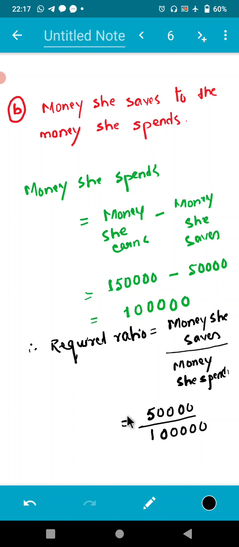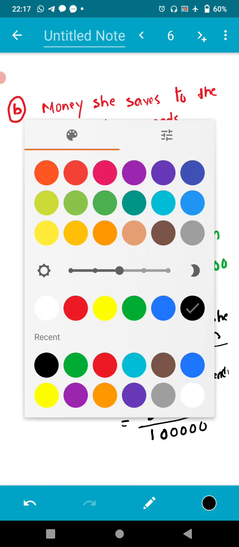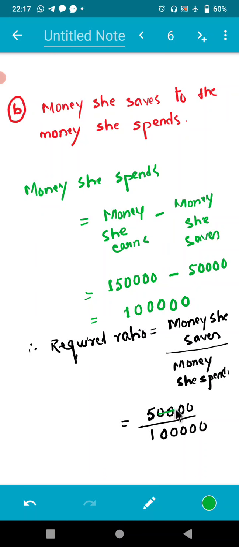1 2 3 4 5. Yes. Now let's reduce this. So reduce all the zeros. 4 zeros. 1 2 3 4, 4 zeros. So 5 and 10 is there. So 5 ones are 5, 5 twos are 10. Now the required ratio is 1:2. Okay, so this is the solution of sum number B, and that's it for today's session.